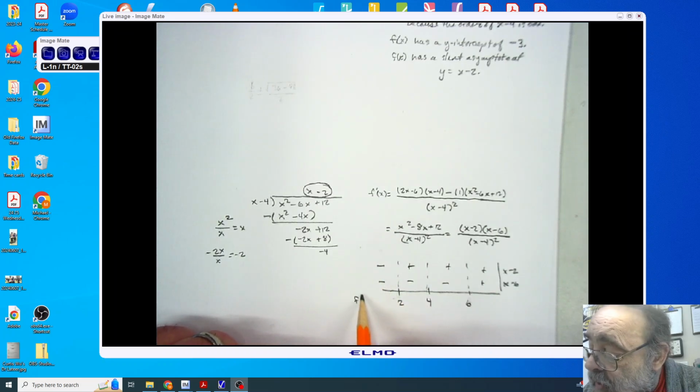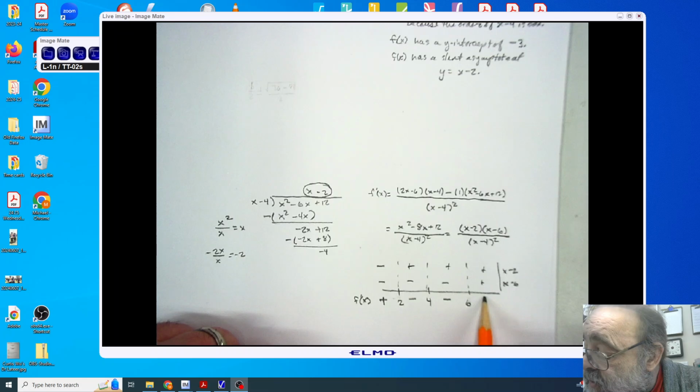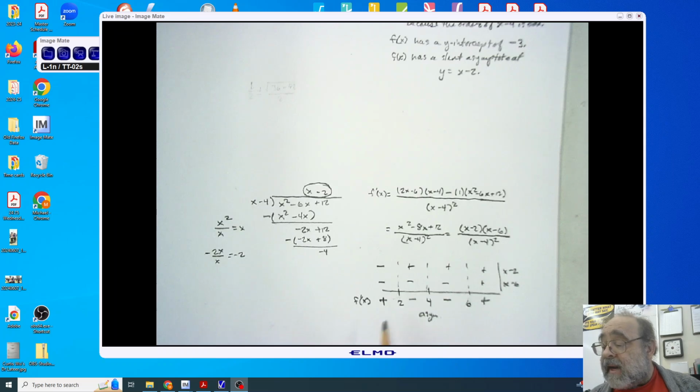Our goal is to find the product for f prime. We get a positive to a negative, negative to a positive. Remember, this is my asymptote. That tells me that there is a relative maximum at x equals 2, and there is a relative minimum at x equals 6. And then we put in f of x is increasing from negative infinity to 2 with a bracket, and bracket 6 to positive infinity. F of x is decreasing from bracket 2 to parenthesis 4, parenthesis 4 to bracket 6.